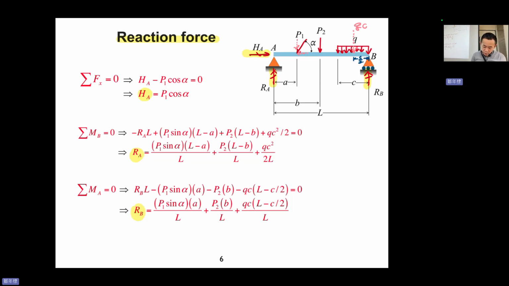So you can also use sigma Fy equal to 0, and you will get exactly the same value. So I guess you understand what we are doing here, and this is an important step. For every problem, you need to do that first. Then we are going to introduce the shear forces and bending moment.